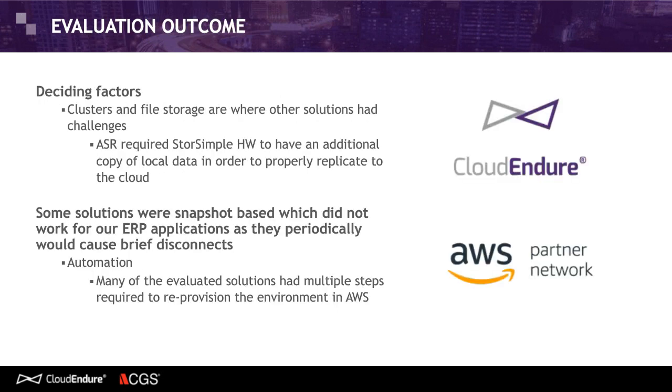So the evaluation outcome, as I said before, you can guess who we selected. We selected CloudEndure and AWS, but why did we make that selection? What were the deciding factors that went into it? As I said, some of those complexities before, the clusters, that was something that was very difficult for different solutions to handle. How do you replicate clusters, active, passive, or Always On availability groups?